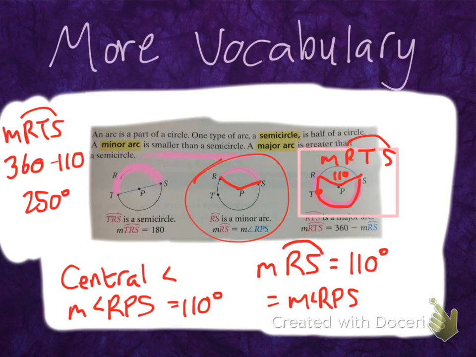This one here is 110. Let me show you what I'm highlighting here. This arc here in yellow is 110, and this arc here needs to add up to 360 by the arc addition postulate, therefore it must be 250. So that's kind of where that came from.